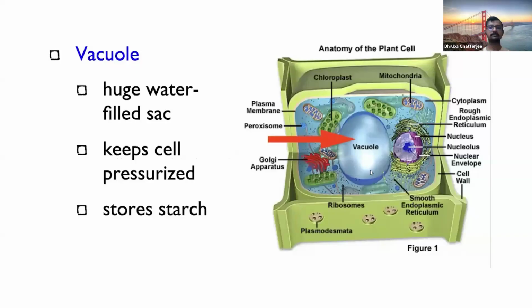But apart from its degradation and recycling functions, the vacuole in plant cells also plays an important role in water balance because it acts as a water storage organ. It plays important roles in maintaining osmolarity, and also acts as a storage organ in some specialized cells where it stores starch.